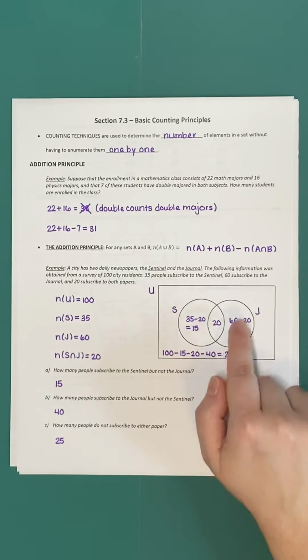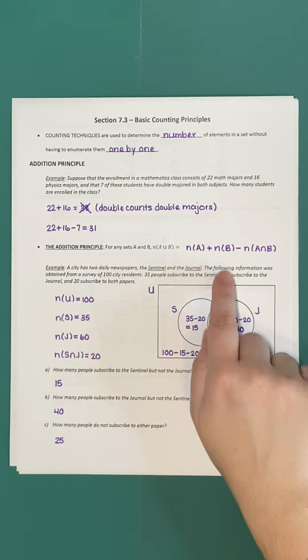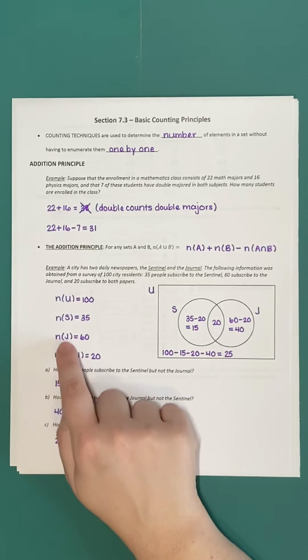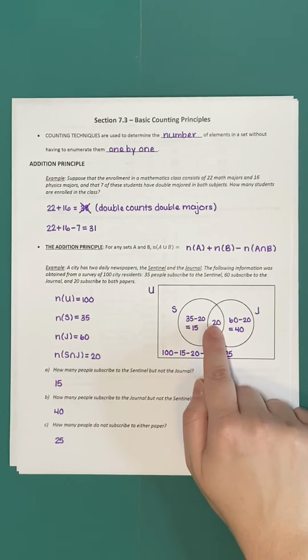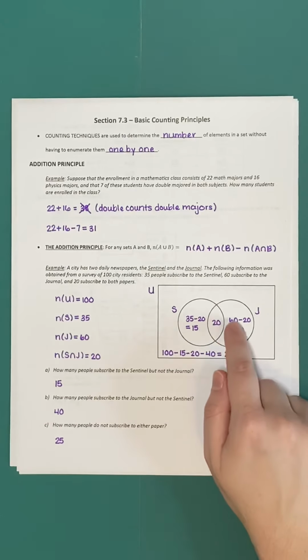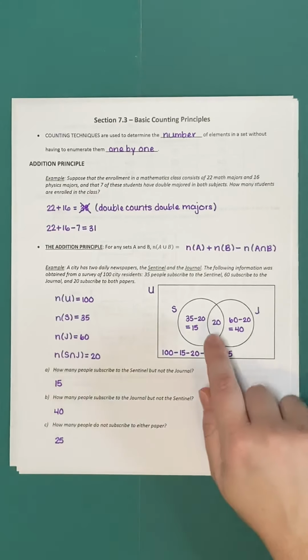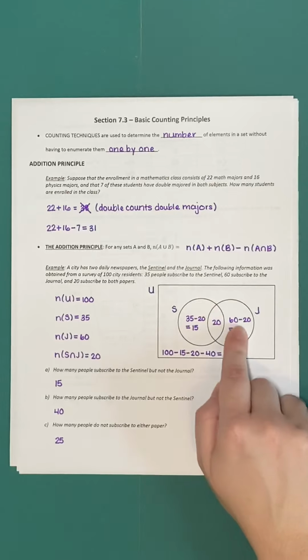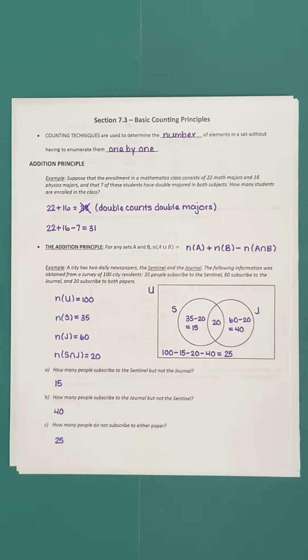Now we need to do the same thing on the other side. We counted 20 people who subscribe to both journals. We know in total the number of Journal subscribers is 60. 20 of them were counted, so the remaining are 60 minus 20, 40 individuals. So 40 in this particular region, only in circle J, but not in circle S.